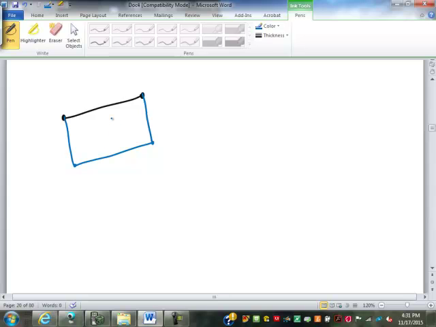Now if we latch onto that and we pull it in a third direction, also perpendicular to the original, we now create a solid figure or a volume.